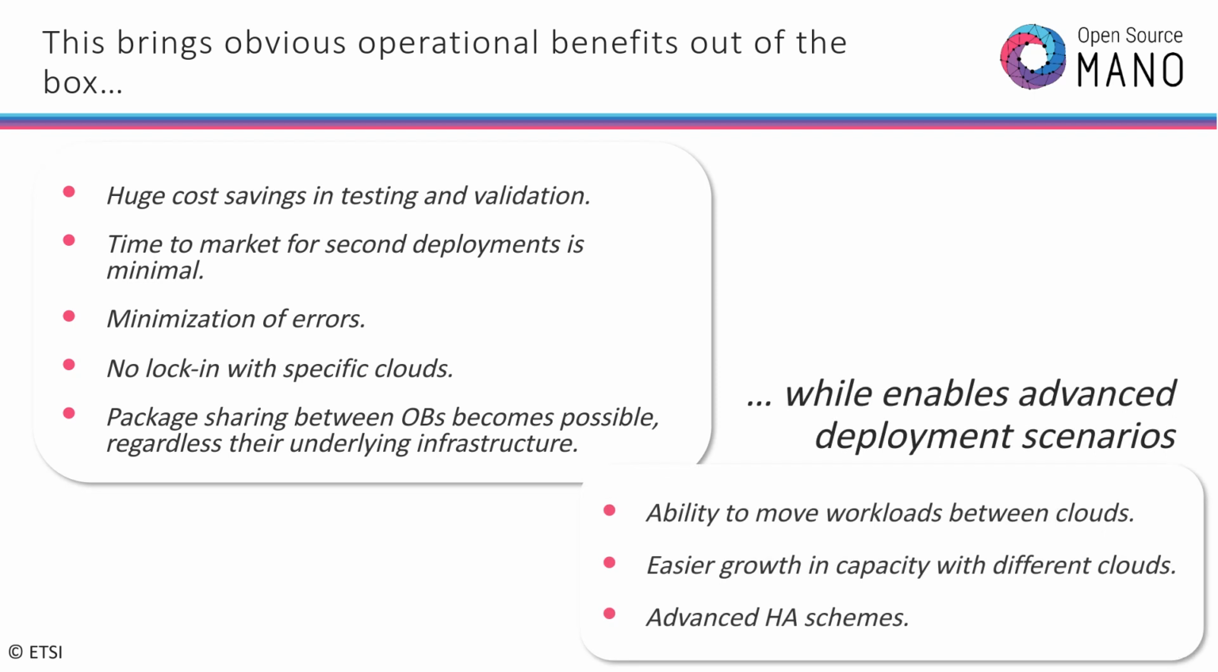And at the same time, the capability to deploy in different clouds opens the possibility to other advanced deployment scenarios, like the ability to move workloads between clouds, or advanced HA schemes where we could have different replicas of the network function, let's say, in different clouds, right?